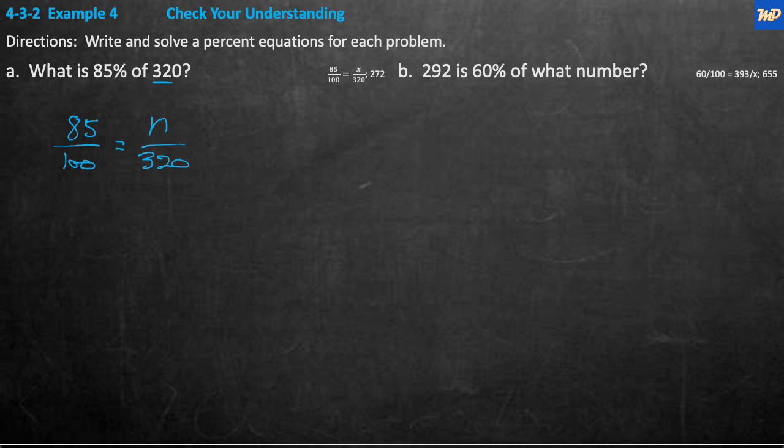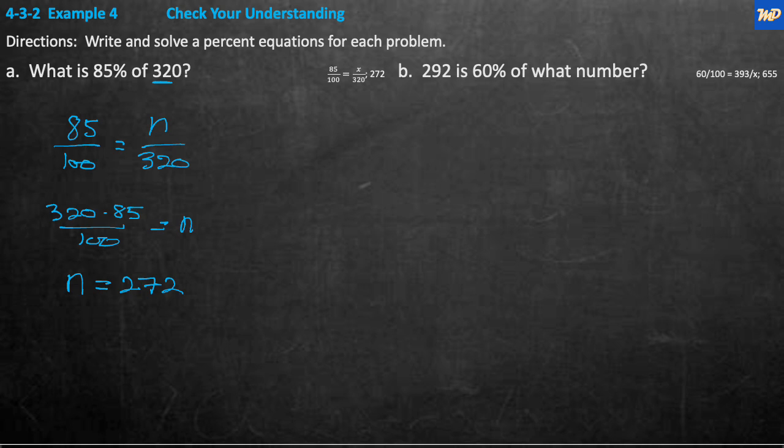If you take this and say 320 times 85 over 100 is equal to n. Now you just do the mathematics on this. Simplify this. 320 times 85 divided by 100 is going to be what? N is going to be equal to 272. So 272 over 320 is equal to 85%.